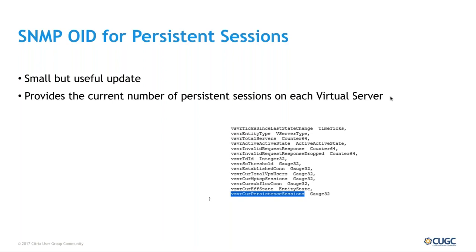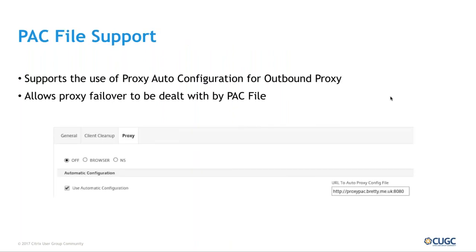This is a smaller update, but it's pretty useful. There's a new SNMP OID for persistent sessions across vServers. What it allows you to do is get the status of all current persistent sessions across all or any of your vServers that are defined on the NetScaler. It'd be good for your monitoring teams if they want to know the number of users on the servers and split them out.